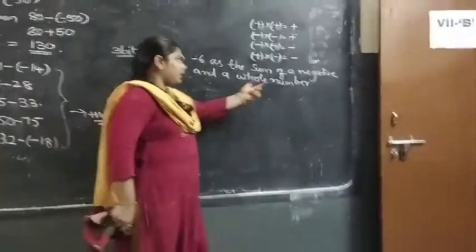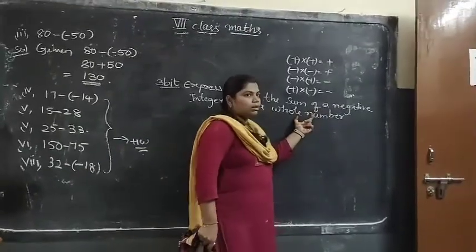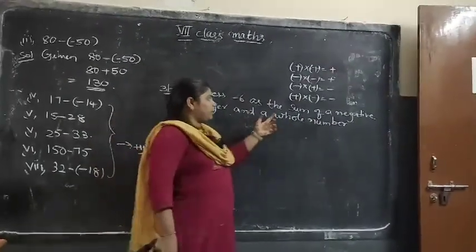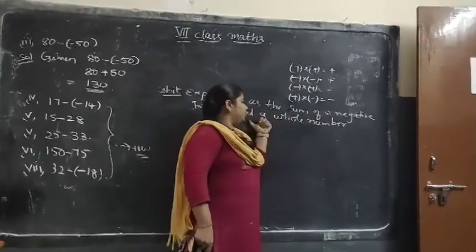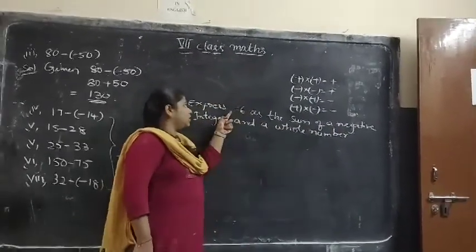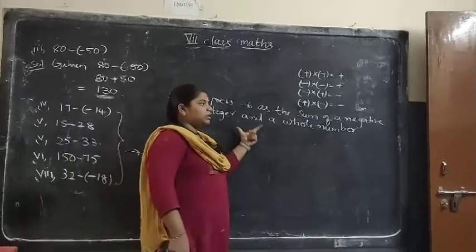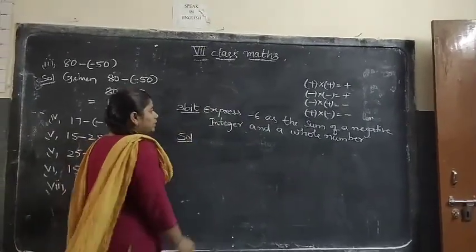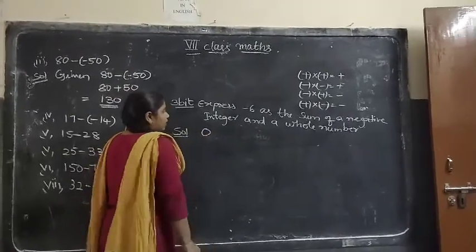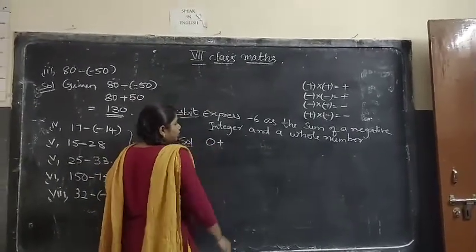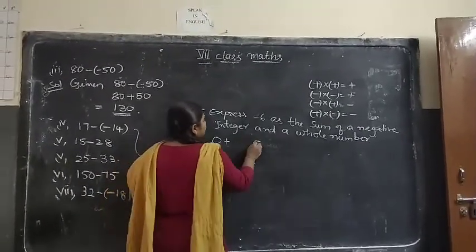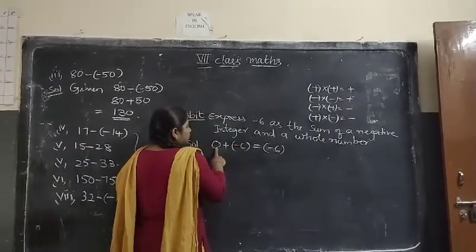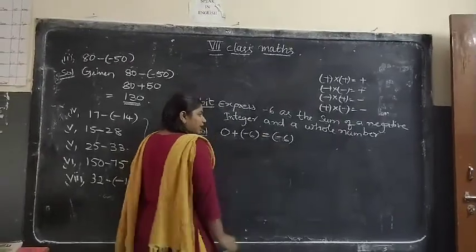So if you add a negative integer and a whole number, the result should be minus 6. In that way you have to form the values here. A whole number means you can take it as 0. For 0, how much will you add to get minus 6? That will be minus 6 only. So 0 plus minus 6 will be minus 6.